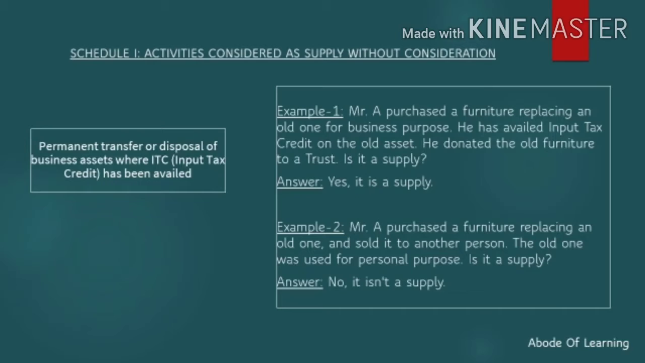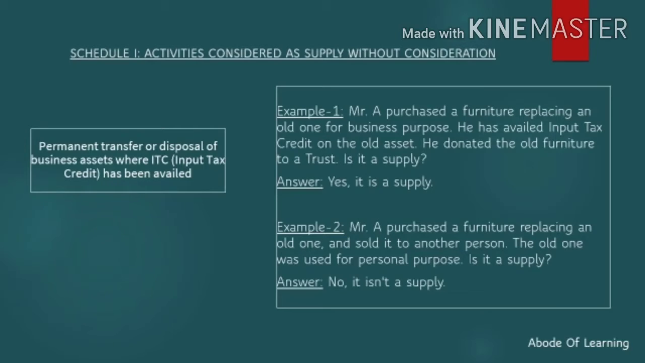Permanent transfer or disposal of business assets where ITC has been claimed. Let's go one by one with the example. Mr. A purchased a furniture replacing an old one for business purpose. He has availed input tax credit on the old asset. He donated the old furniture to a trust. Is it a supply? Yes, it is a supply because Mr. A purchased that furniture for business purpose. He was replacing an old one, but he was using it for business purpose. First point is that. Second one, he has availed input tax credit.